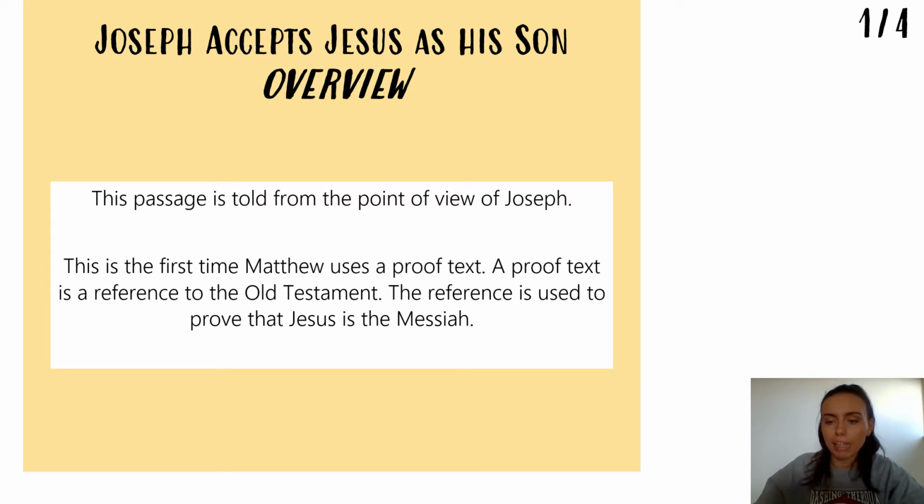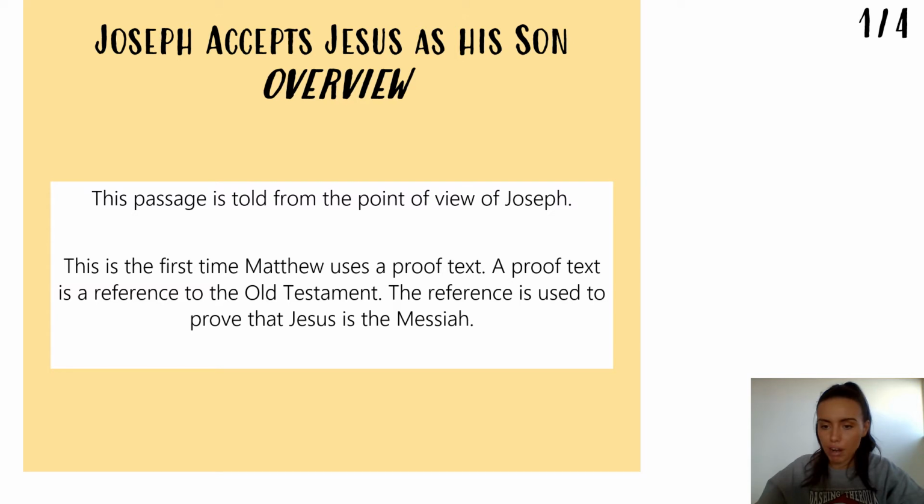This is a passage that is told from the point of view of Joseph. When you see the passage, or if you've got it up now at home on paper, you will notice that it is from the point of view of Joseph. And perhaps most importantly, what we need to know following on from that is that this is the first time Matthew uses a proof text.